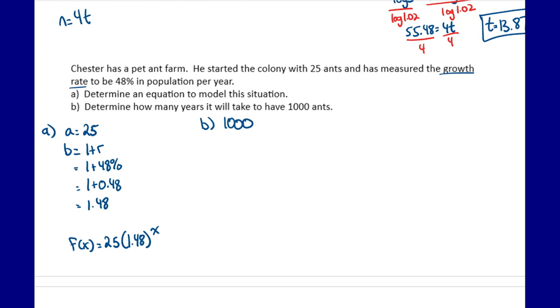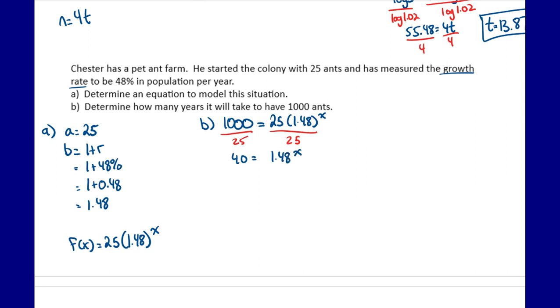So 1,000 is going to be our f of x. So we want to figure out, when will this equation work out to 1,000? So 25 times 1.48 to the power of x. I want to work at getting the power alone first, so I'm going to divide both sides by 25. We get 40, 1,000 divided by 25 is 40. So 40 equals 1.48 to the power of x.